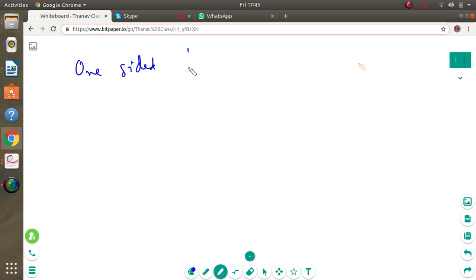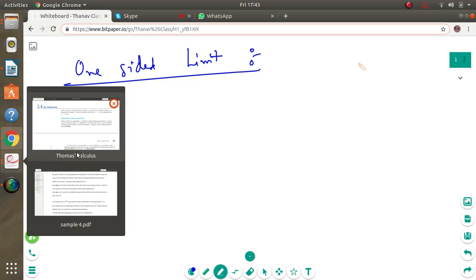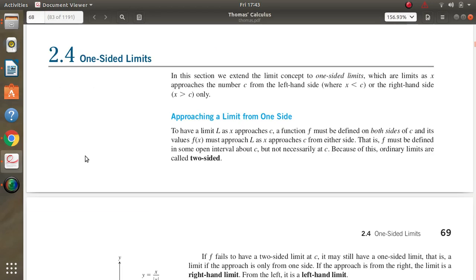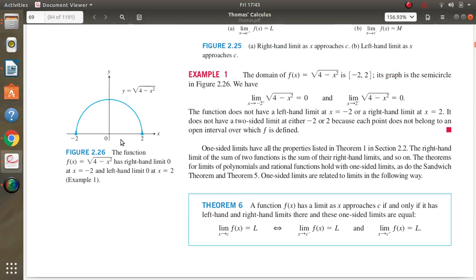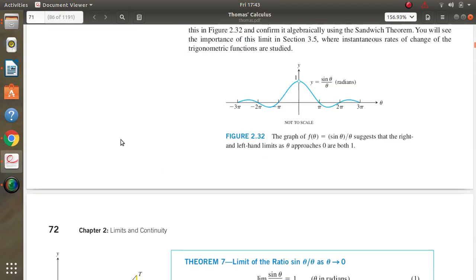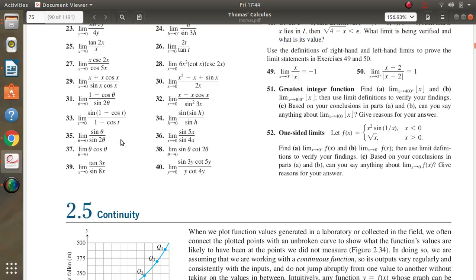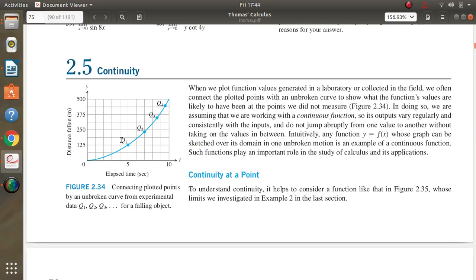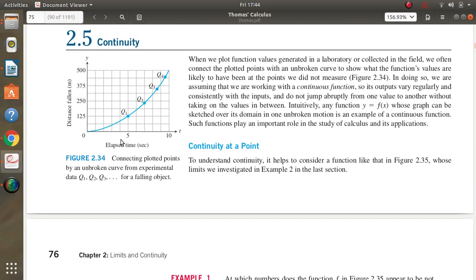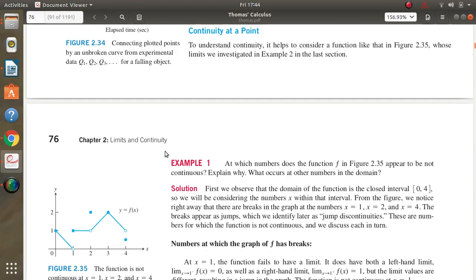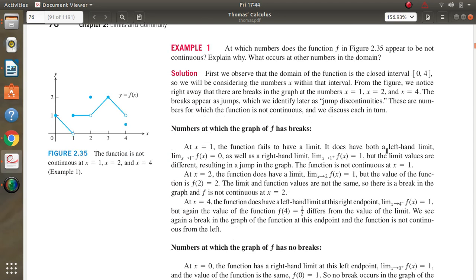Yeah, we will just start from where we left. Let's just go from continuity next class. Continuity, 2.5. Because the one-sided limit we have actually covered already. We had done it in that question, right? Remember? That's fine. So here we have now continuity basically. Page 76. So continuity here we have now.